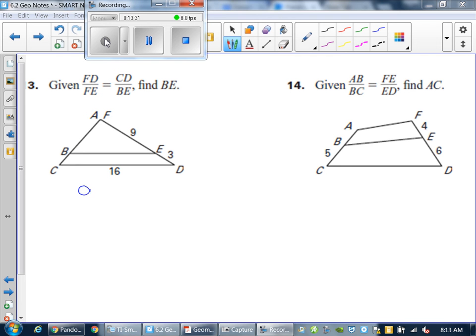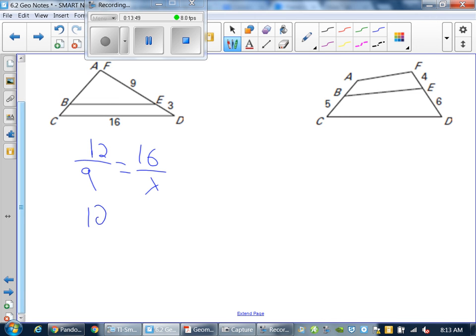Again, it's just fill in the blanks. 9, 12, you can add. 12 is to 9. What's CD? 16 is to, I don't know. 12x is 9 times 16, divided by 12. This becomes a 3 and a 4. This becomes a 3 and a 4. You get 12.